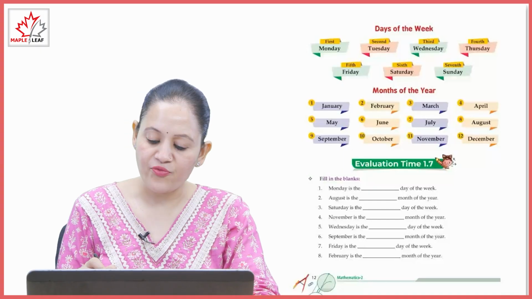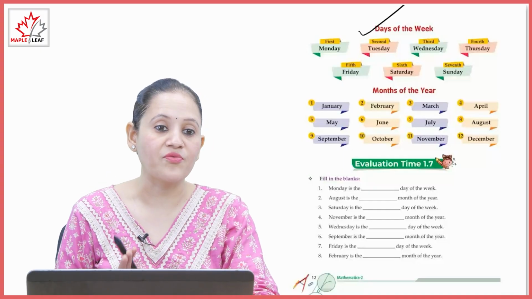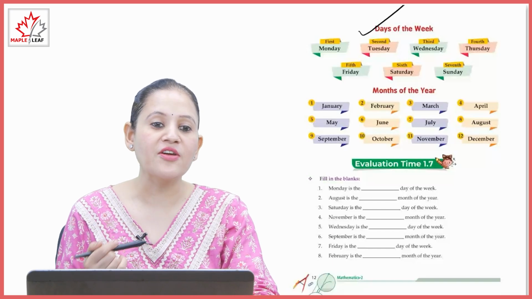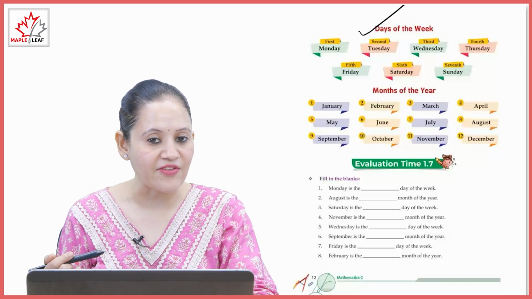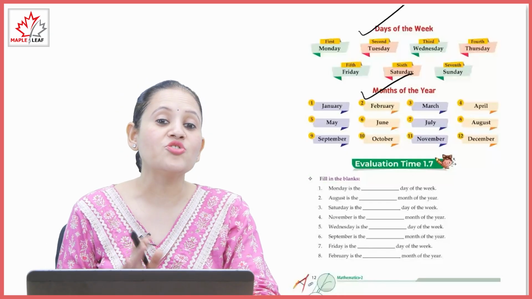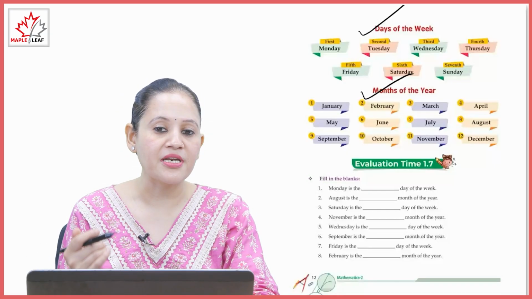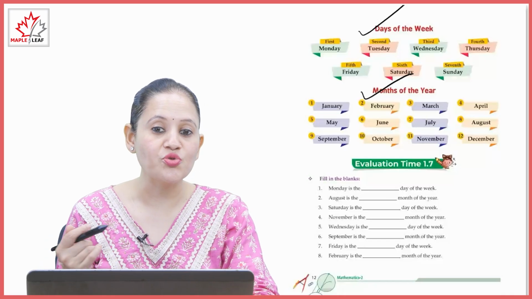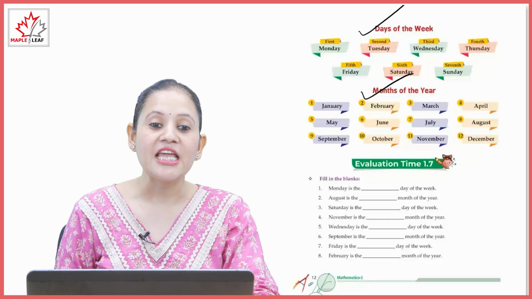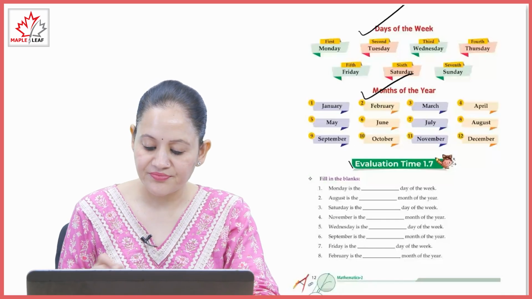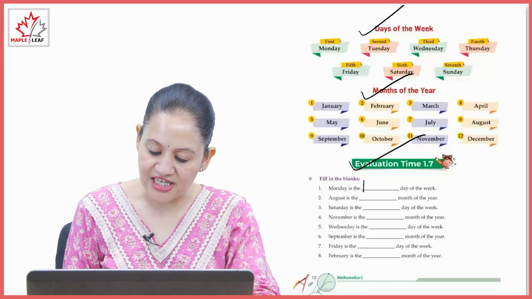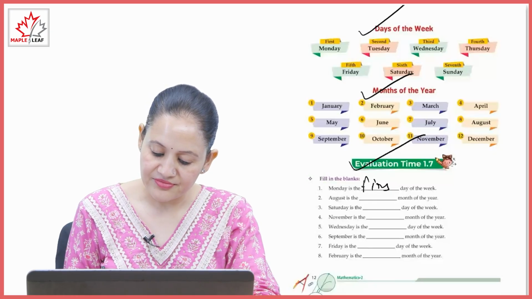Next is days of week. We know there are 7 days in a week. First day is Monday, second is Tuesday, third is Wednesday, fourth is Thursday, fifth is Friday, sixth is Saturday, and seventh day is Sunday. That is our holiday. Next is months of year. There are 12 months in a year. January, February, March, April, May, June, July, August, September, October, November, and December. Total 12 months. Next is evolution time 1.7. Fill in the blanks. Monday is the, we know Monday is the first day of week. Clear?